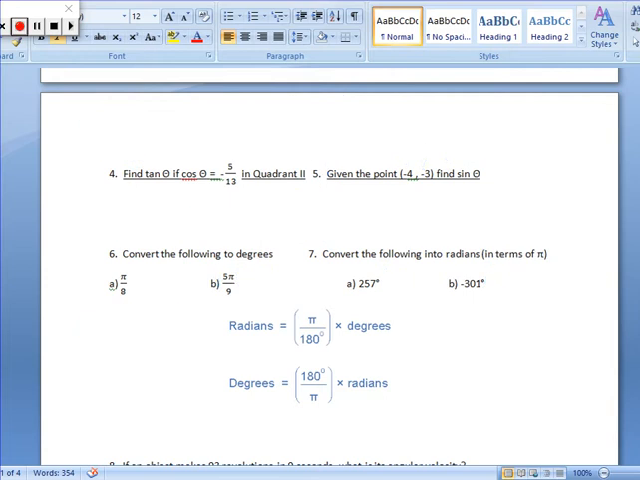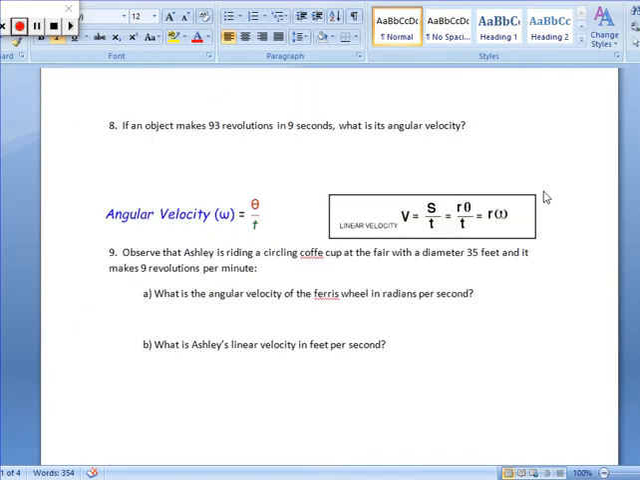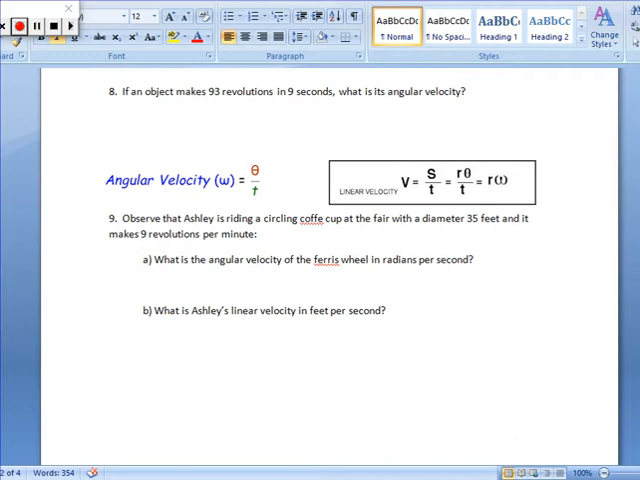I'm going to clear this out. All right. Right here, first and foremost, you need to realize that one revolution is equal to 2 pi. So every time you go around, you get 2 pi. So if I have 93 revolutions, then it's going to be 93 times 2 pi. And here, there's two ways to do this problem. What's its angular velocity?